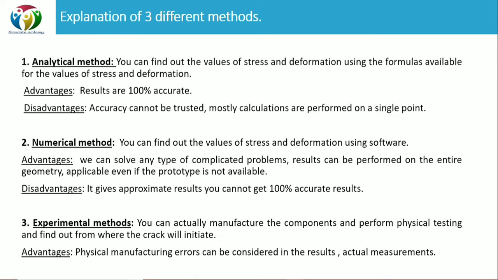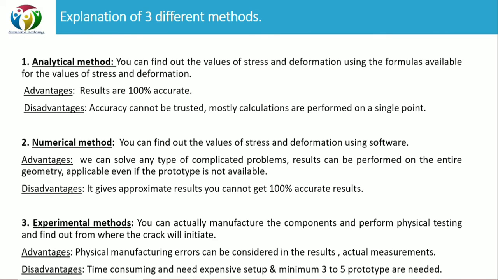Third, experimental method. You can actually manufacture the component and perform physical testing and find out from where the crack will initiate. Advantages: physical manufacturing errors can be considered in the result, that is actual measurement. Disadvantages: time consuming, need expensive setup, and minimum 3 to 5 prototypes are needed.